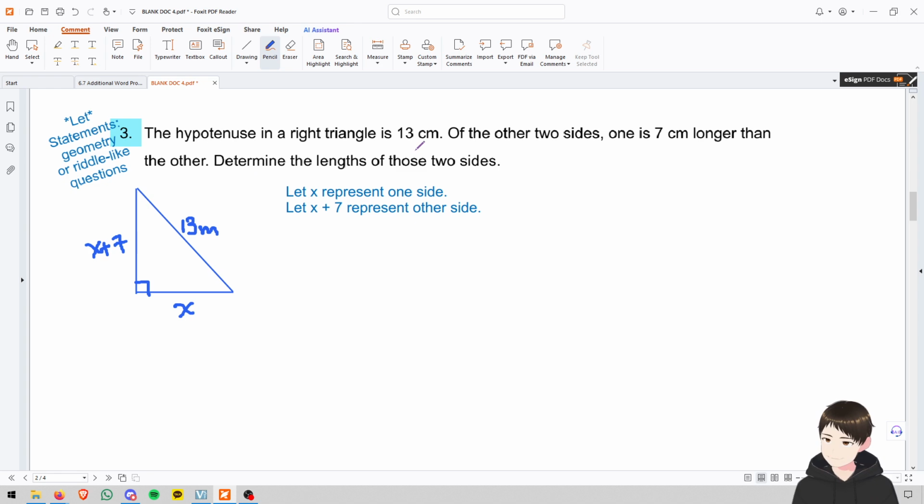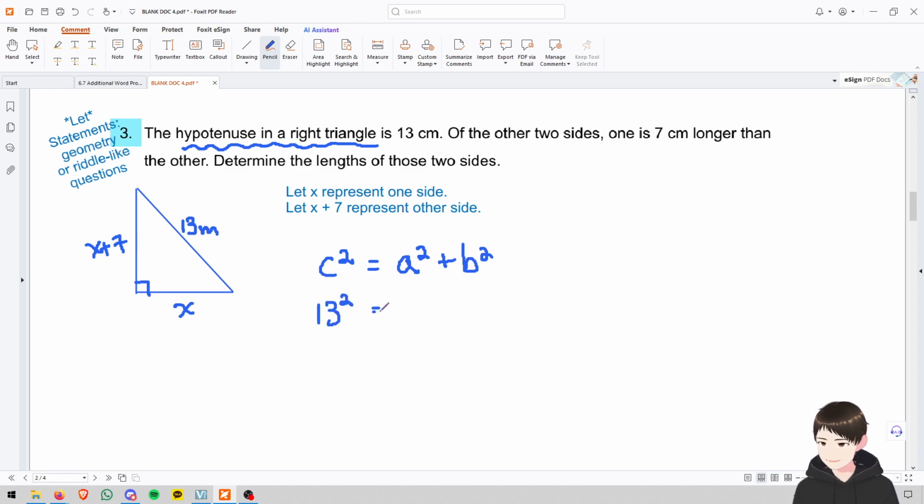Determine the lengths of these two sides. Okay, what could we do with this? It doesn't give me any information for area, does it? However, the key is the hypotenuse of a right triangle. By now, we all know the side lengths right triangle theorem, whatever you want to call it, is a squared plus b squared. That implies 13 squared is equal to (x + 7) squared plus x squared.